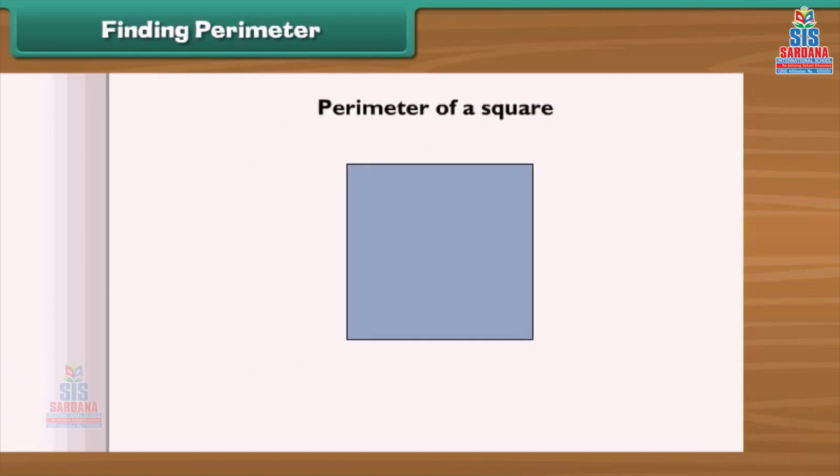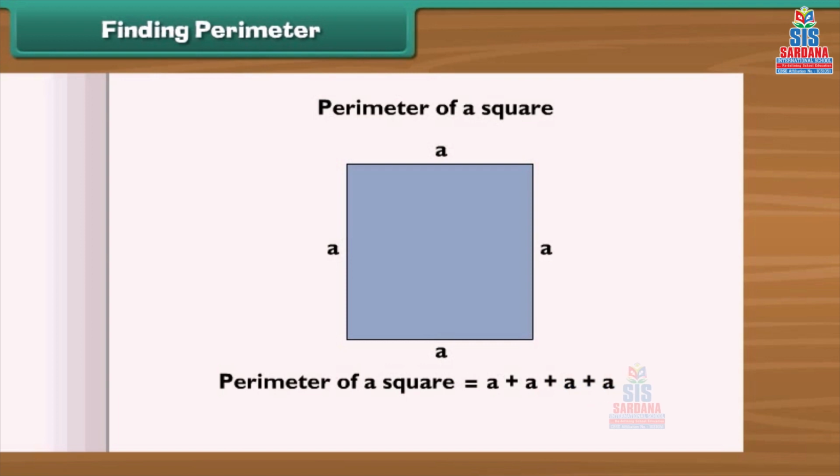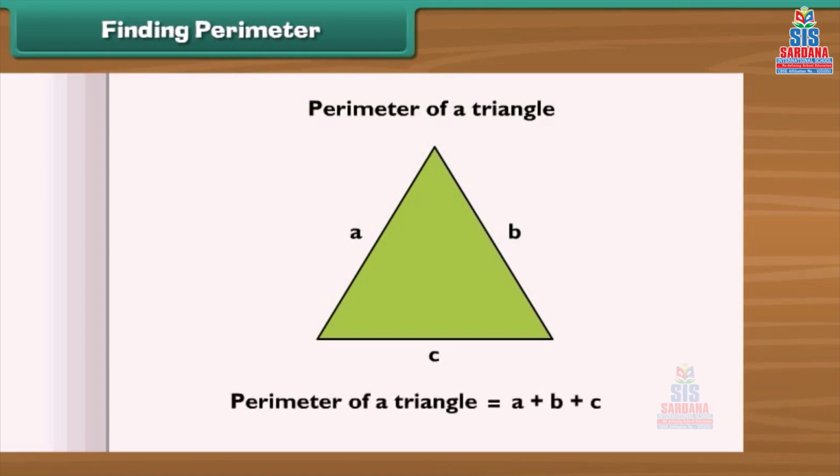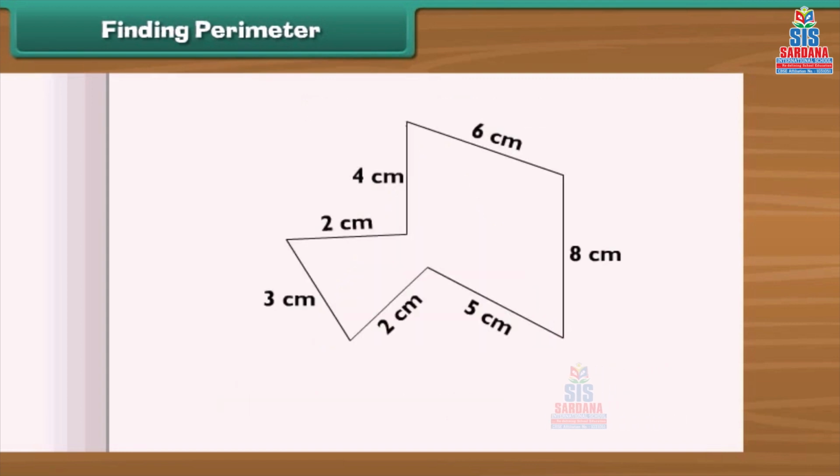Perimeter of a square. Square, you may recall, is a special rectangle whose length and breadth are equal. If A is the length of one side of a square, then its perimeter is equal to A plus A plus A plus A, which is equal to 4 into A. Perimeter of a triangle. Triangle, as you are aware, is a three-sided figure. If A, B and C are the three sides of a triangle, then its perimeter is equal to A plus B plus C.